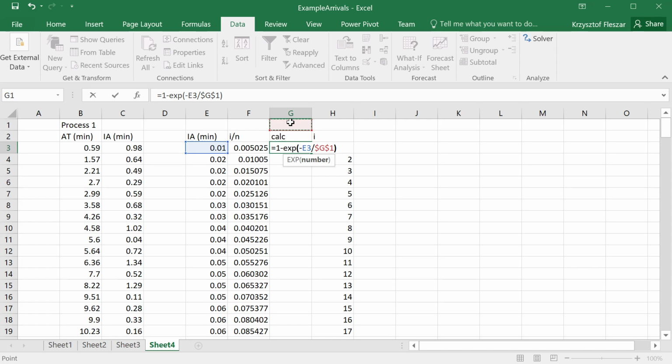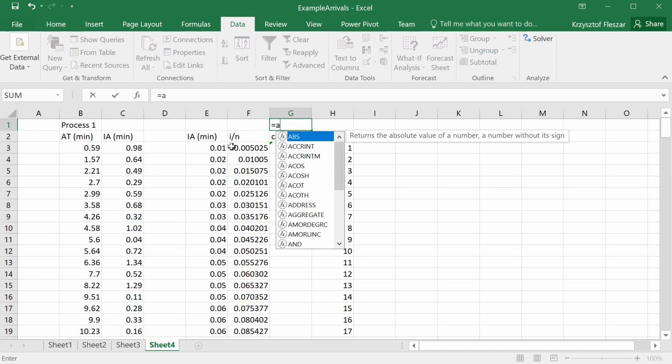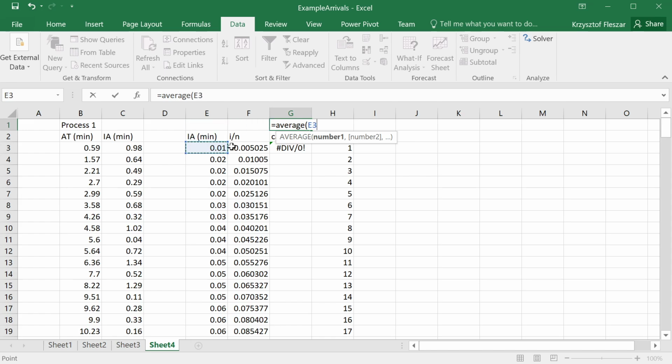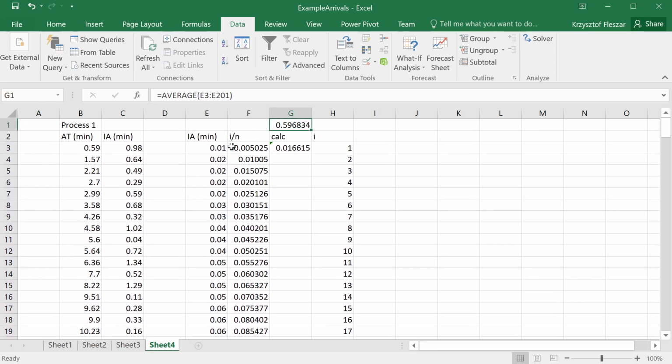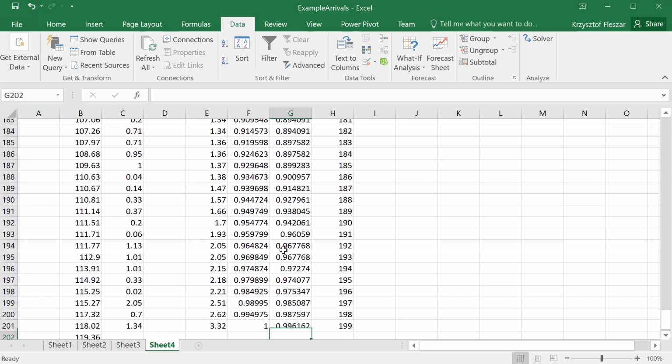And this average, which is the average interarrival time, I can calculate as the average of my experimental values of interarrival times. So this is calculated as the average of all those. It is almost 0.6 minutes. And so now I put a reference here with dollars to always refer to this, but here to refer to the x value, the interarrival time value for this. So this is my average interarrival here.